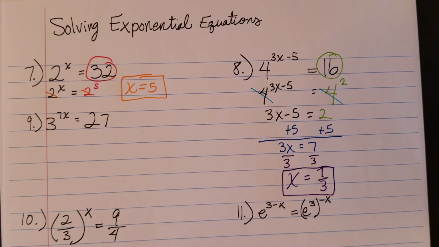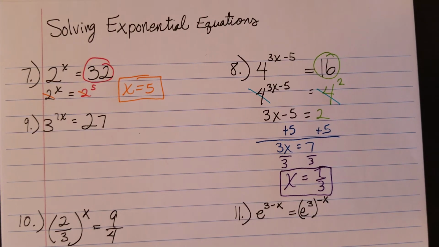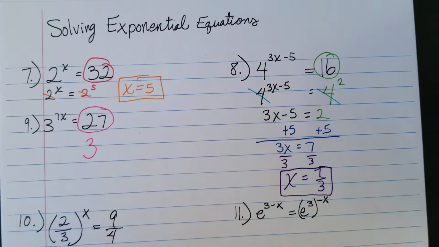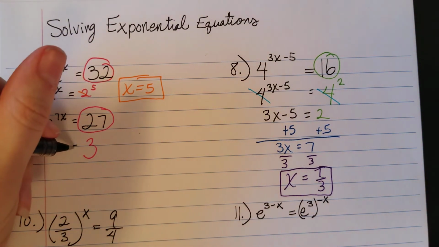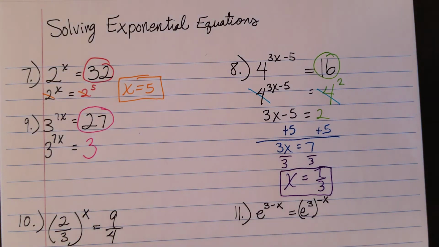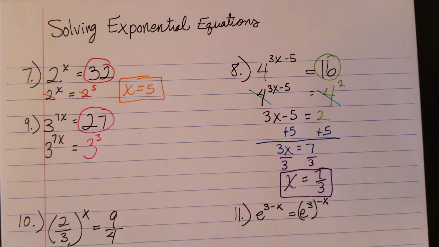Okay. All right. Number 9, 3 to the power of 7x equals 27. So I want to rewrite and replace 27 with 3 to a power. I'm going to bring down the left side, 3 to the power of 7x. So 27 is the same thing as 3 to the power of 3. So then I'm able to just cancel out the big 3 bases.